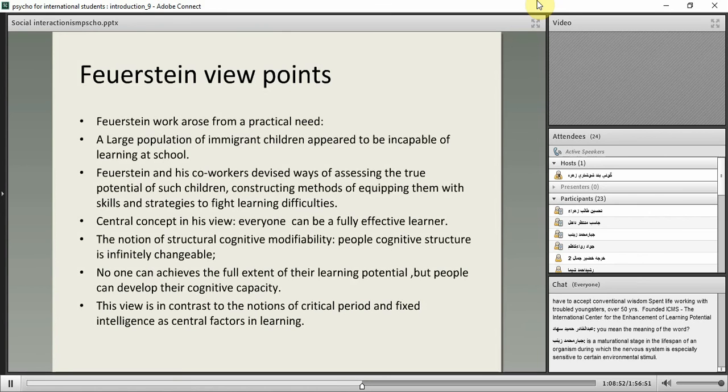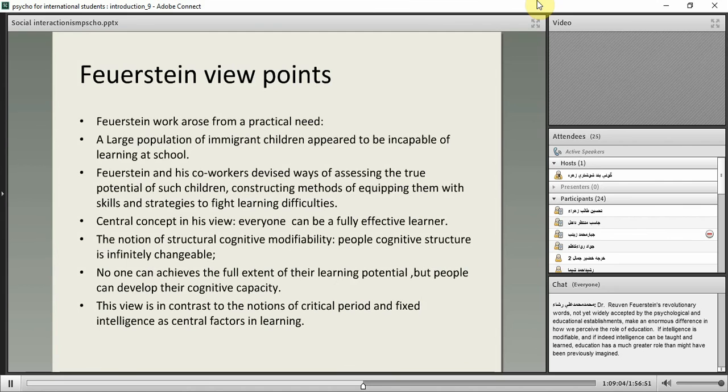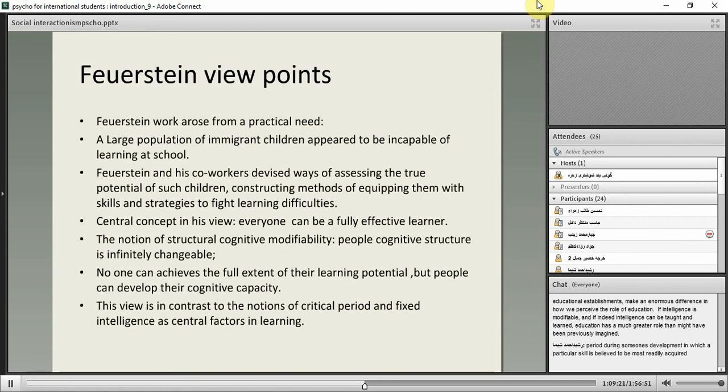Maturational in the lifespan of an organism during which the nervous system is especially sensitive to certain environment and stimuli. Can you make it simpler in relation to language learning, for example? In general, it says an individual period during which someone's development in particular is believed to be most readily acquired.